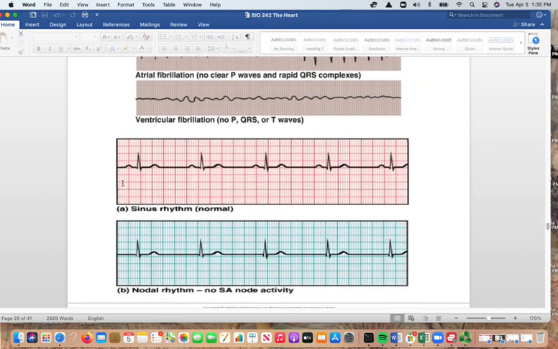So this is showing what normal sinus rhythm looks like. You've got the P wave, and then the start of your QRS complex and a T wave. With nodal rhythm, you'll notice there's no P wave. The start of the QRS complex and the T wave following.